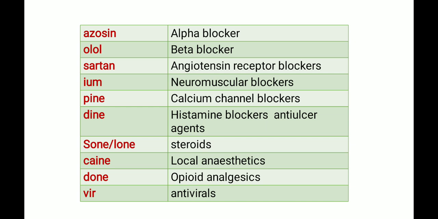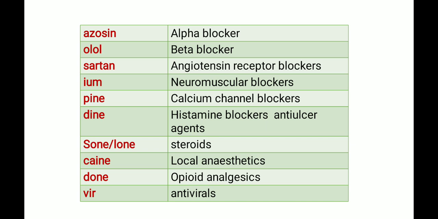Next is pine, which are calcium channel blockers. So these are the blockers. All these drugs are blockers. Drugs which end with those suffixes are blockers, alpha blocker, beta blocker. And dine, they are histamine blockers. They are used as anti-ulcer agents. And next, anything which ends with sone or lone are steroids.